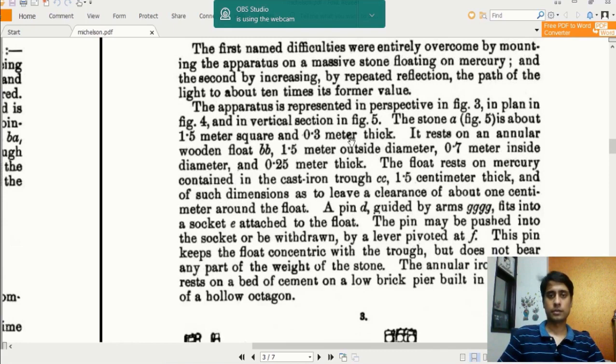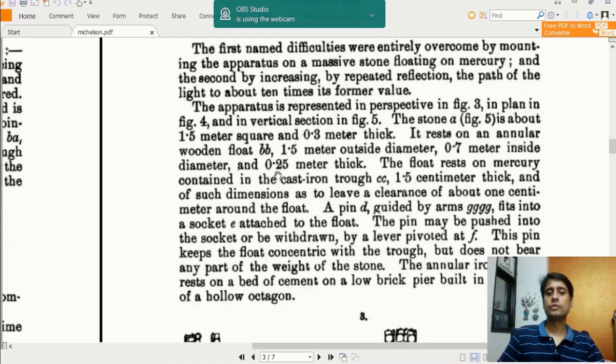It rests on an annular wooden float, which is float BB, 1.5 meter outside diameter and 0.7 meters inside diameter. So there is a ring-like wooden float, named BB, whose outer diameter is 1.5 meters and inner diameter is 0.7 meters, and the thickness is 0.25 meter.